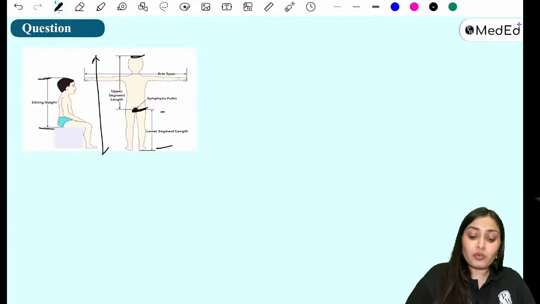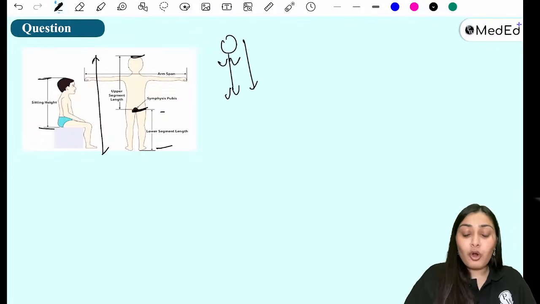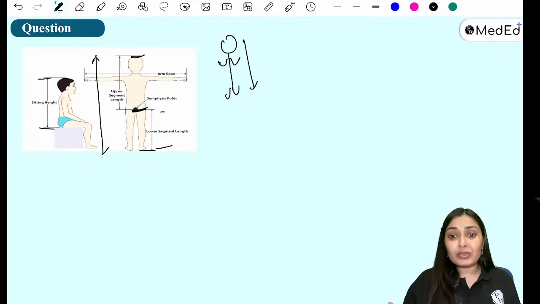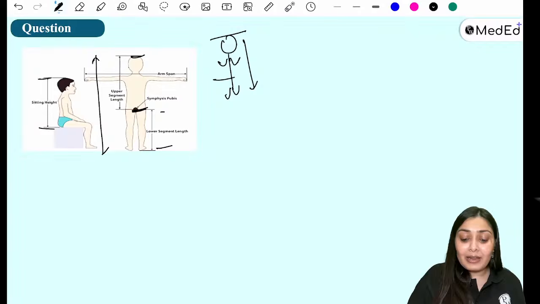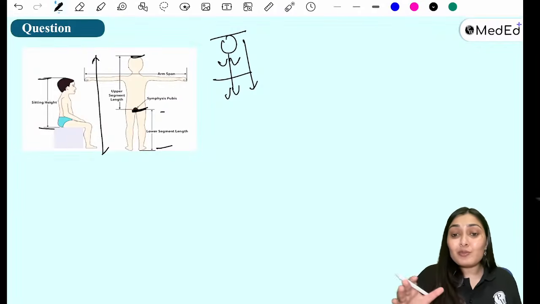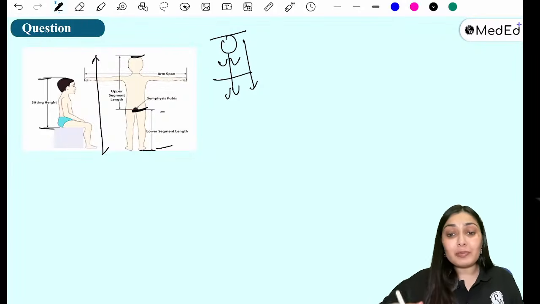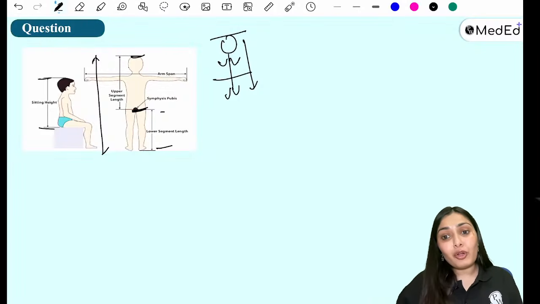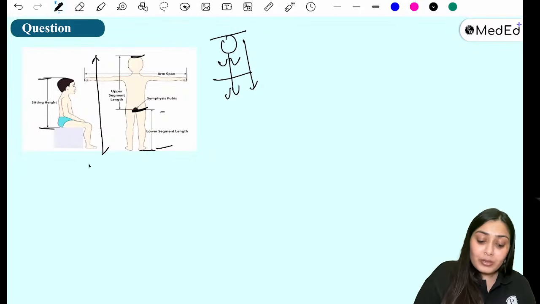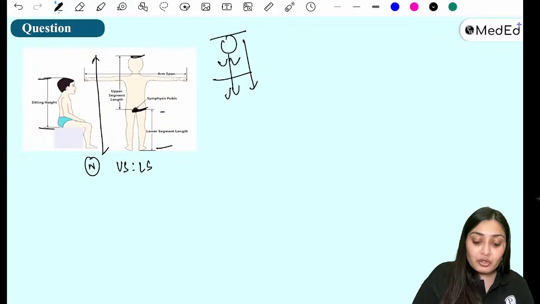What is important for us over here? So we know that the direction of progression of growth is cephalocaudal in direction. That means firstly your head will grow, then your trunk will grow, then your limbs will grow, right? So my upper segment is basically my head and the trunk. So when the child is born, the upper segment is going to be big as compared to the lower segment, and as the child grows, my lower segment will grow. So this ratio, upper segment lower segment ratio, will be high at birth and it will fall as the child grows.